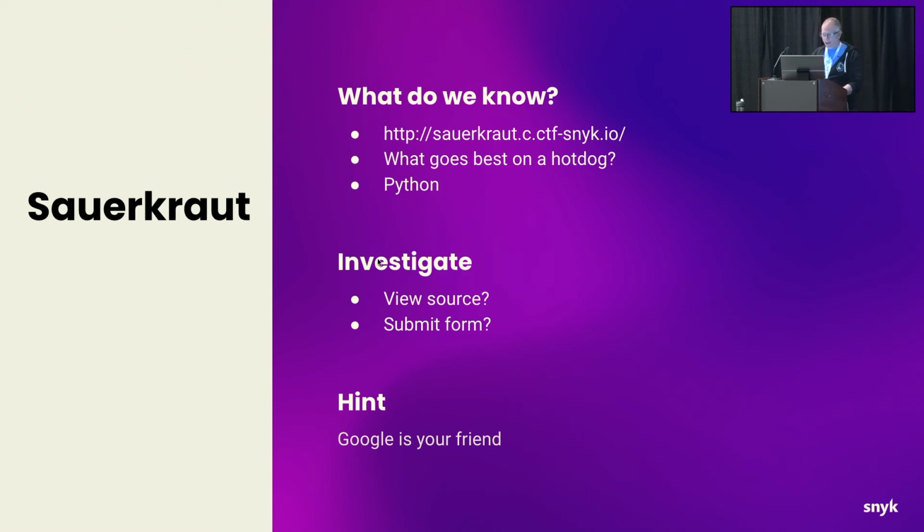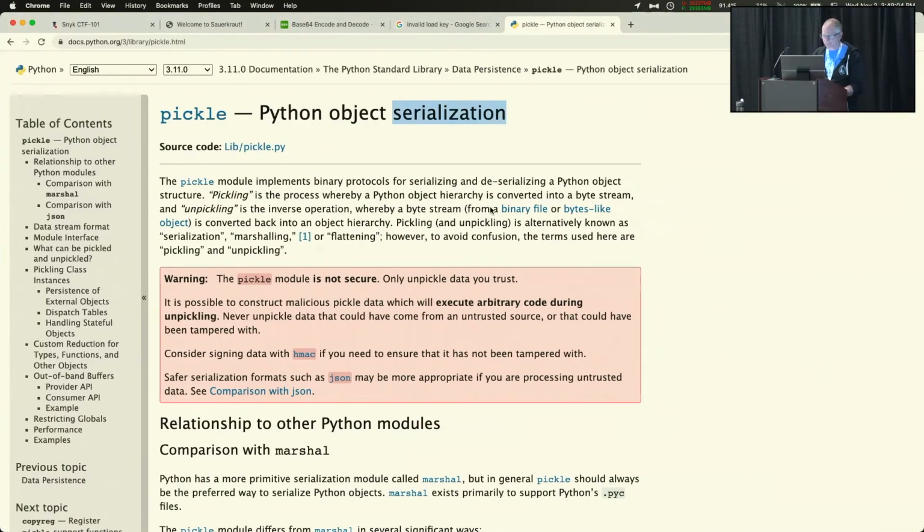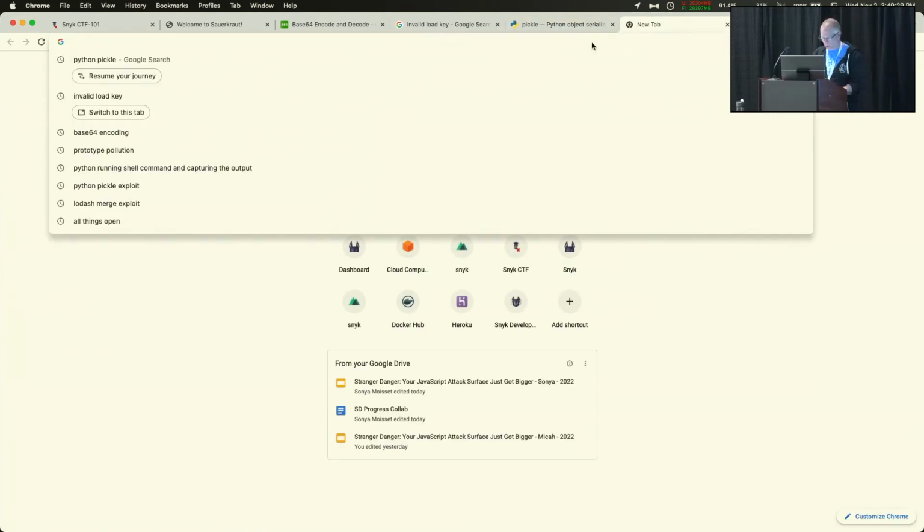All right, let's take a look at a hint, shall we? So if you're like me, what do we know so far? We know that we're looking for some base 64 encoded input to the form. We know that we're dealing with Python. We have this serialization package that apparently is built into Python called pickle. And we know that pickle is not secure by Python's own documentation.